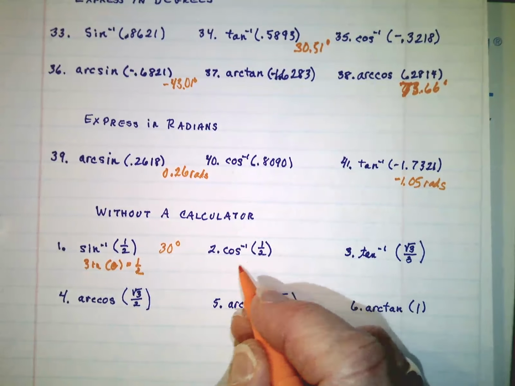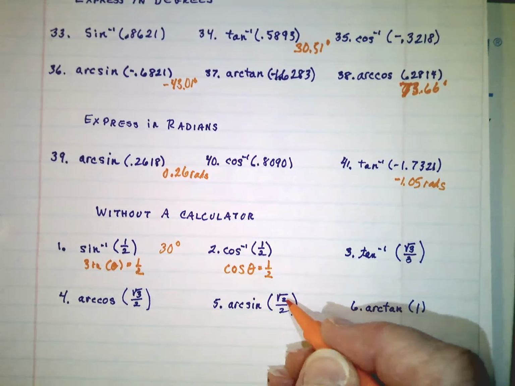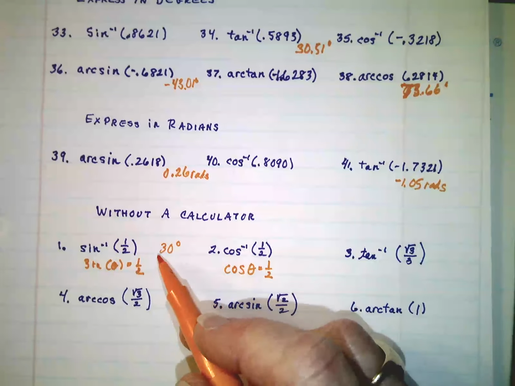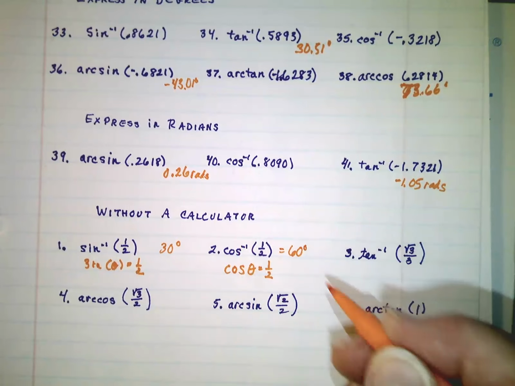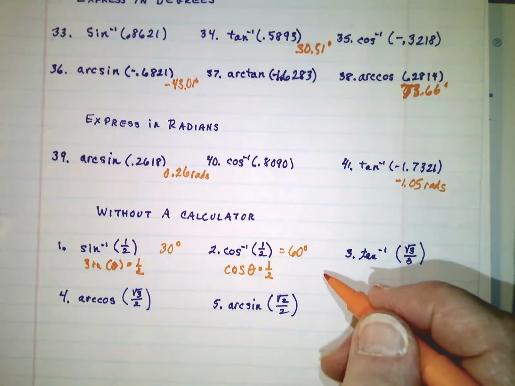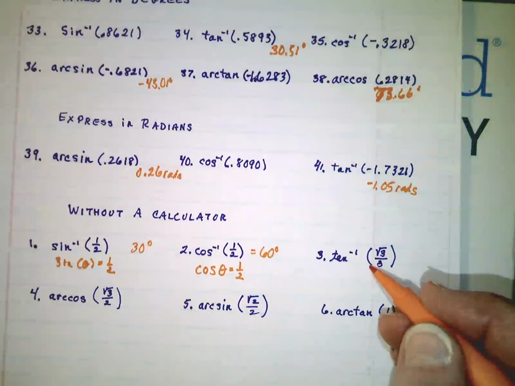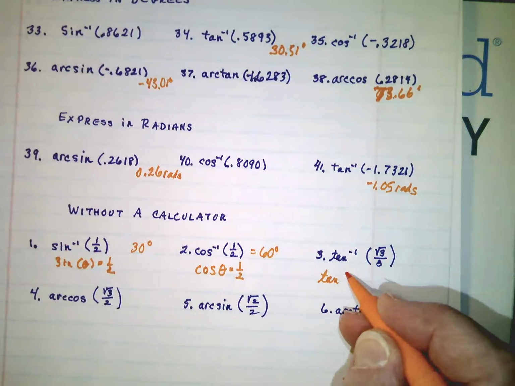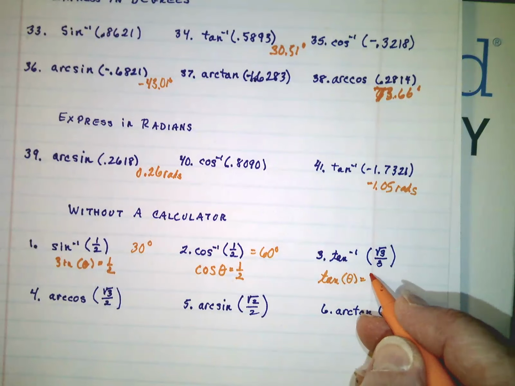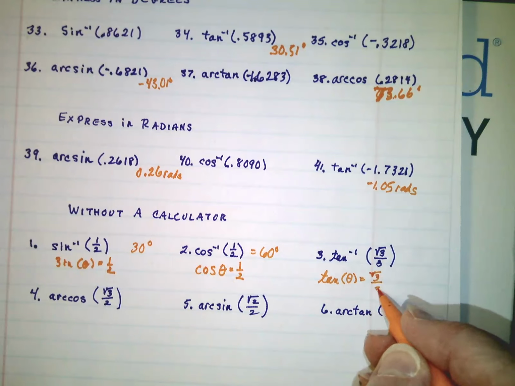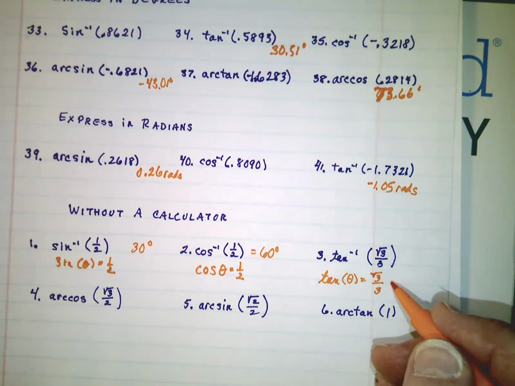This one says find the angle whose cosine is a half. Well, the angle with a sine value of a half was 30. The angle with a cosine value of a half is 60. Also, -60. You know, this one, the angle whose tangent value is the square root of 3 over 3. So if it's got square root of 3 in it, it's either 30 degrees or 60 degrees.